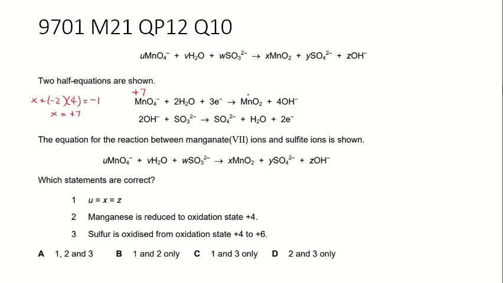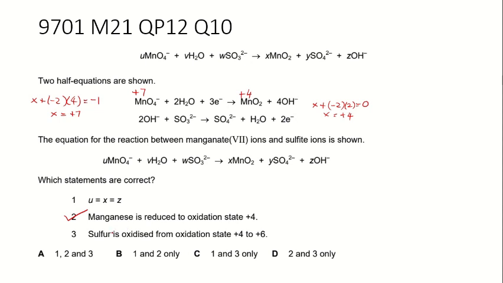In the product, manganese oxide, here again, I'll assume this manganese as X. X plus negative 2 oxidation state of oxygen multiplied by 2 because there are 2 oxygen here. Now overall charge is 0 because it is a neutral compound, so X is plus 4. So manganese is reduced from plus 7 to plus 4. So can you see that statement 2 is correct? Manganese is reduced to oxidation state plus 4. Okay, let's take number 2 first.